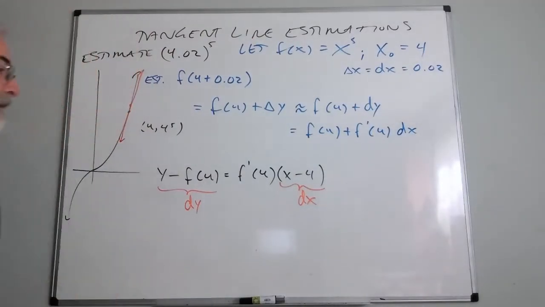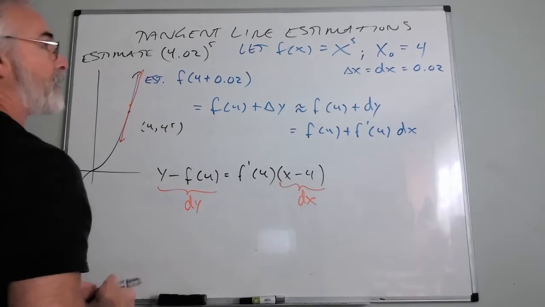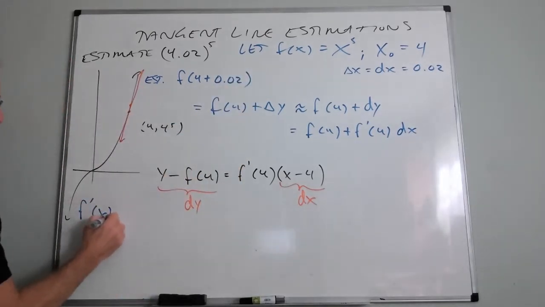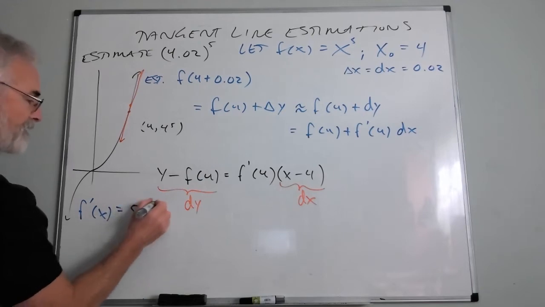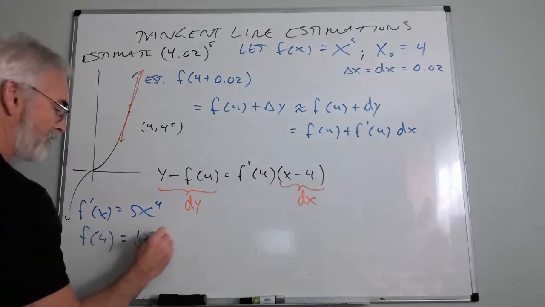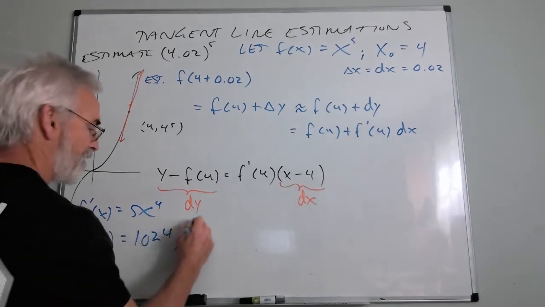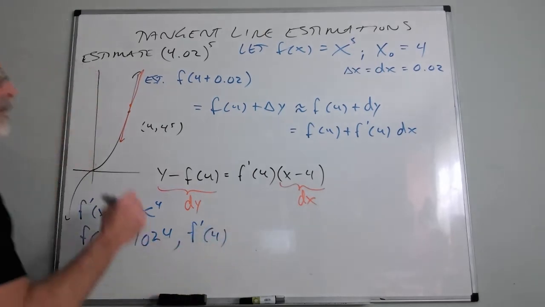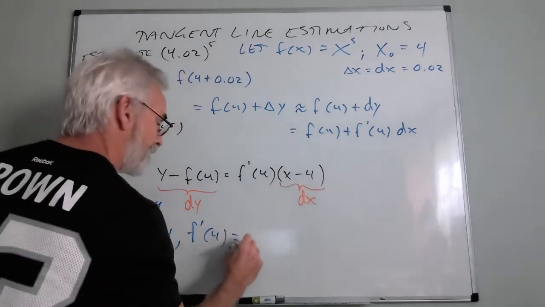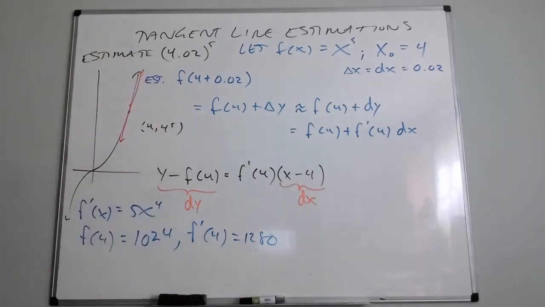Now, these are all just simple values that I can calculate. They're not complicated values. So let's see, what is f prime of 4? Or excuse me, f prime of x? F prime of x is 5x to the 4th. So what's f of 4? That'd be 4 to the 5th power, so that'd be 1024. What's f prime of 4? Well, that'd be 5 times 4 to the 4th, 5 times 256, so that'd be 1280.